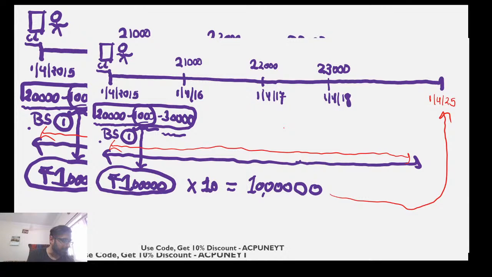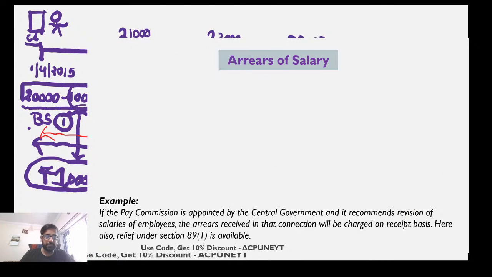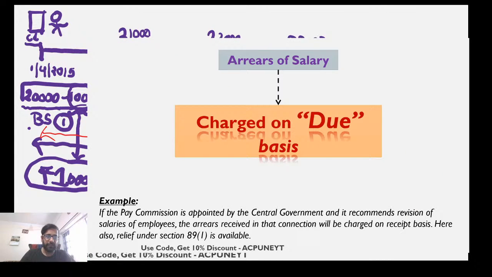Receipt basis पे taxable किया जाता है. I'm assuming you guys are able to understand this point. So read this point. If you are having any problem, I will clear your doubts. I am giving you 1 minute time. Read this provision.